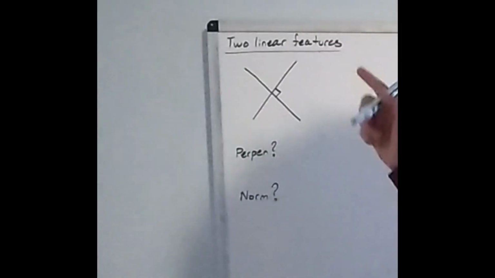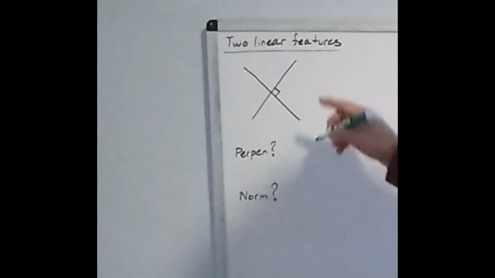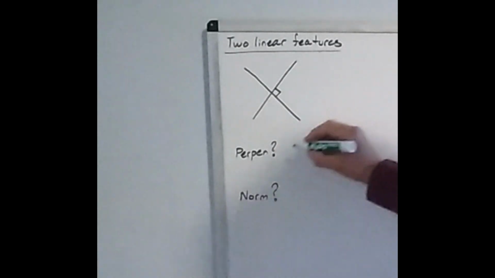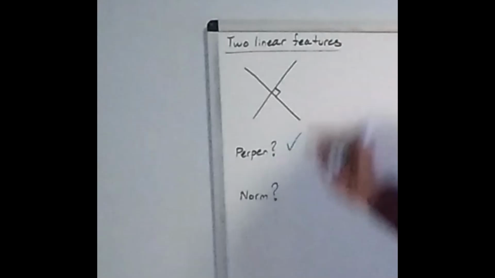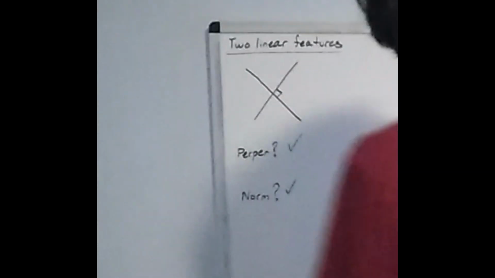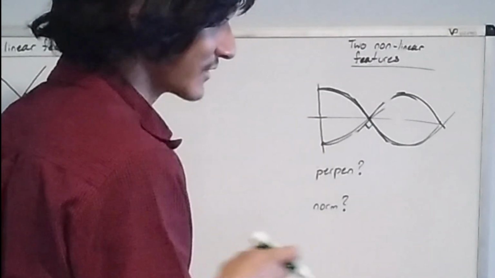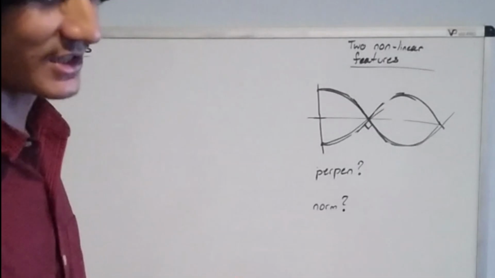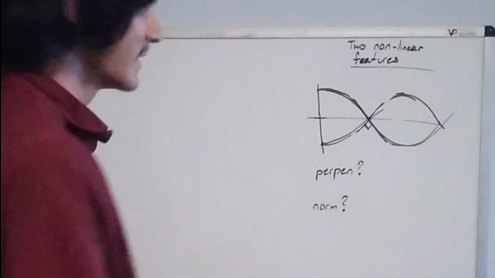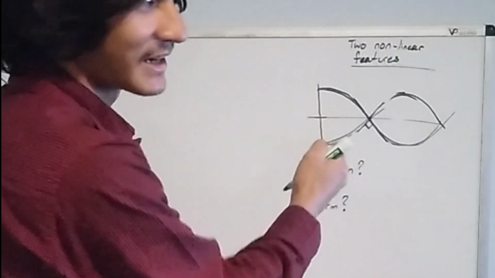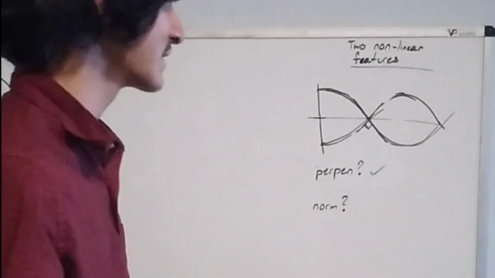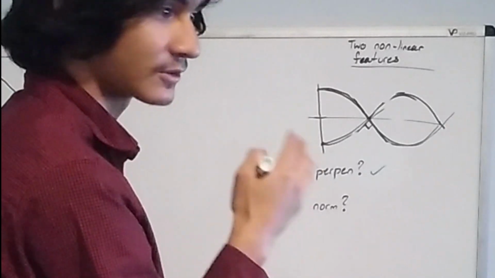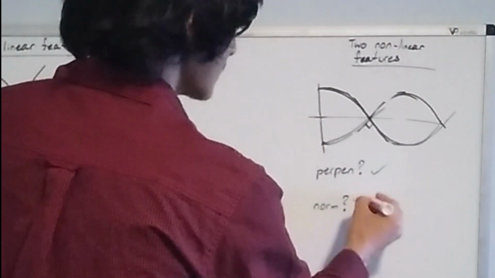So, two linear features intersecting at 90 degrees. Because they're intersecting at 90 degrees, they're perpendicular, and because they're linear features, they're normal. Here, two nonlinear features intersecting at 90 degrees, or in this instance, their tangents are intersecting at 90 degrees. This is a cosine and minus cosine, and they do intersect perpendicularly. They do intersect at 90 degrees, but because they're non-linear features, they are not normal.